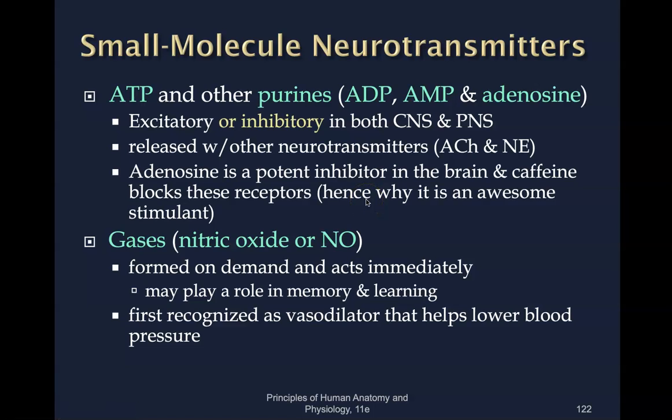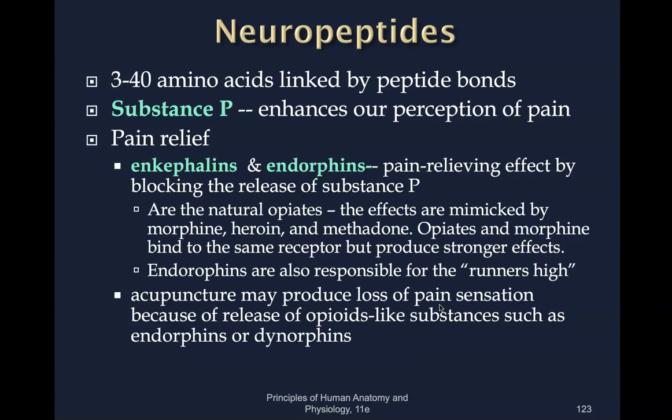And then gases. We're not going to talk about these a lot right now, but you will in 202, especially when you get to the cardiovascular system, because something like nitric oxide acts as a really important vasodilator that helps lower blood pressure when we need to. So when we need our blood pressure to lower, nitric oxide will be released as this neurotransmitter in the form of a gas. We've also found that some of these gases are important for memory and learning. So kind of interesting as well.